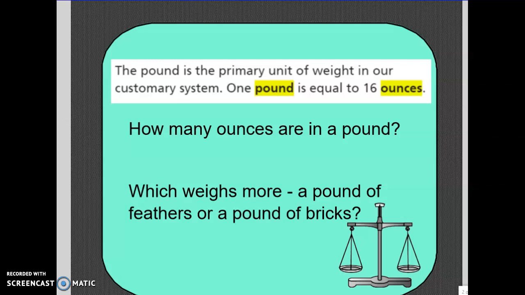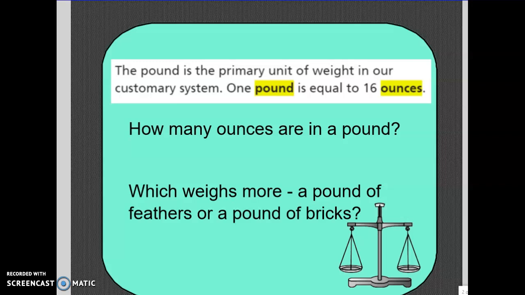1 pound is equal to 16 ounces. So how many ounces are in a pound? 16 ounces in 1 pound. So think about this. Which weighs more, a pound of feathers or a pound of bricks? It's an old joke. Do you get it? Which weighs more, a pound of feathers or a pound of bricks? Obviously they weigh the same.